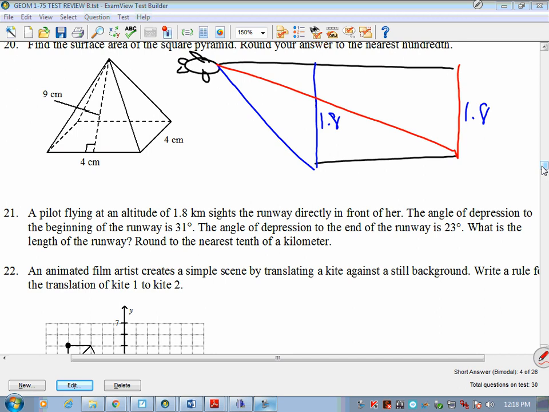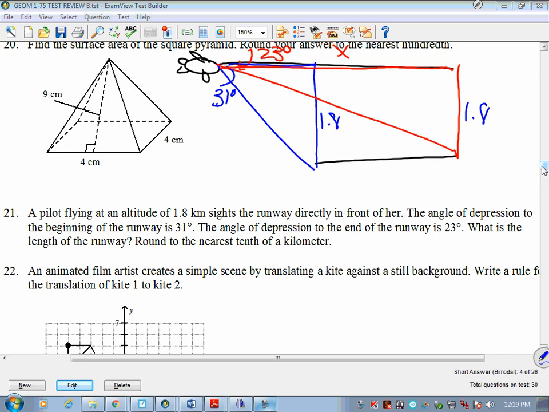When he sees the beginning of the runway, that should be the greater of the two angles. What's the greater of the two angles? It's right down here: 31 degrees. So 31 degrees is my blue, that whole thing. And this one right here is 23 degrees. What we're going to look for is this whole length here and this length here, and we're going to subtract the blue from the red. You follow me? That's going to give me just what's left over.